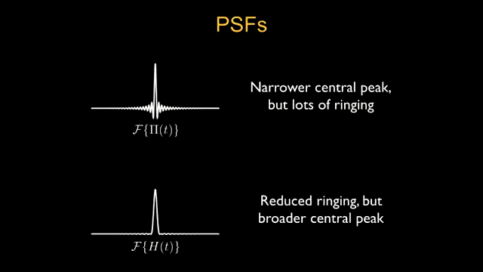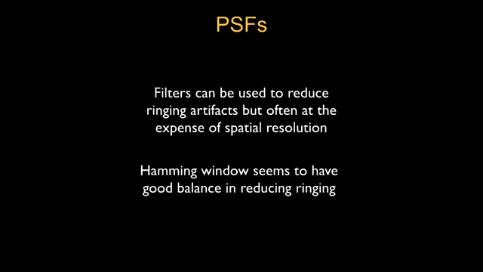Okay. Yeah, so as I said, the main lobe is actually very narrow, and then the point spread function of that windowing function shows that it's thicker. So it means you're going to have some sort of resolution loss. So filters can be used to reduce the ringing artifact, but often at the expense of the spatial resolution. But in many cases, the Hamming window seems to be a good balance between the ringing and losing the resolution. So people look at the balance between the two and the trade-off, and it happens that the Hamming window does a good job of balancing these two.